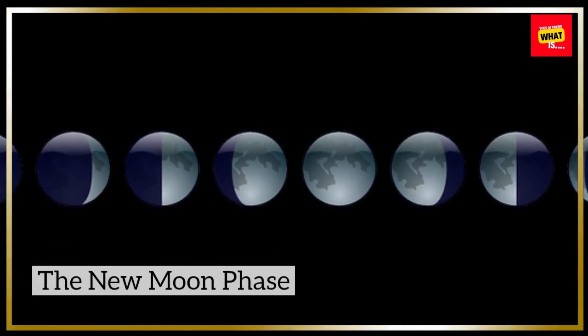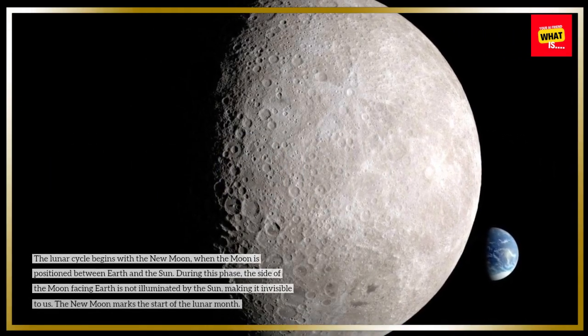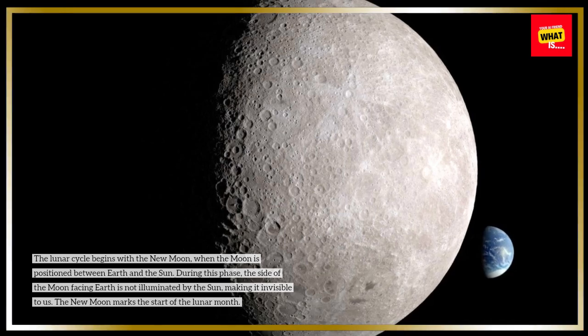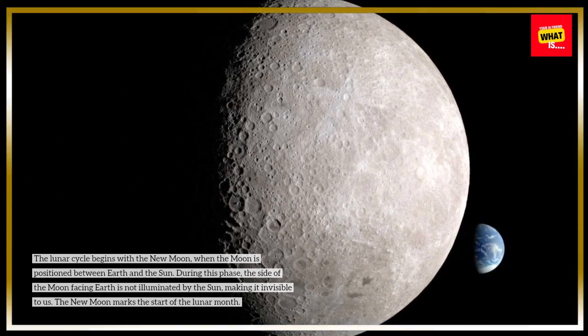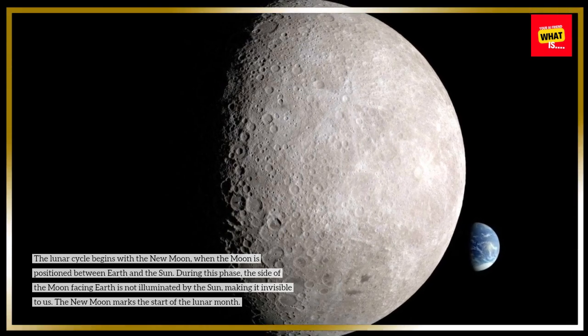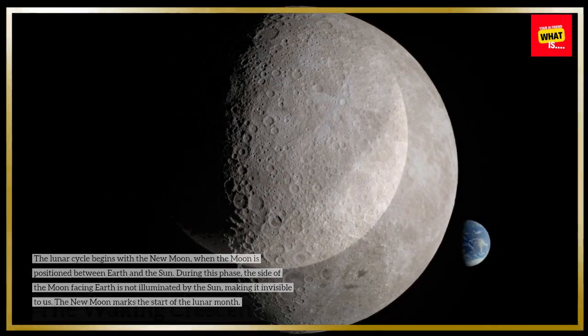The new moon phase. The lunar cycle begins with the new moon, when the moon is positioned between Earth and the Sun. During this phase, the side of the moon facing Earth is not illuminated by the Sun, making it invisible to us. The new moon marks the start of the lunar month.